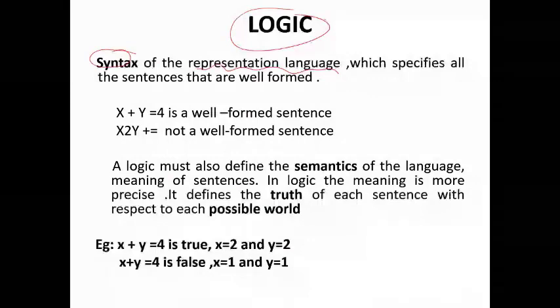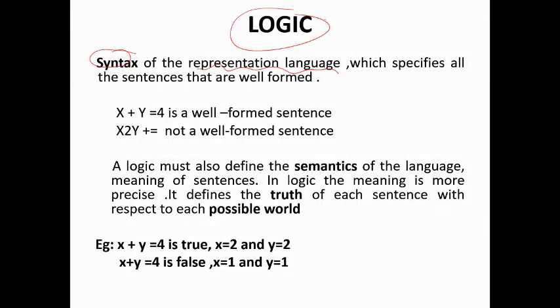Logic is the syntax of representation language, which specifies all the sentences that are well formed. For example, x plus y equal to 4 is a well-formed sentence, because we can see mathematically that if we add two numbers x and y, then it will be 4. So it is a well-formed sentence in terms of mathematics and also as per the logic. But how about this one? Does it make sense? Not really. It is not a well-formed sentence, because x to y and then plus equal doesn't have any meaning in this respect.